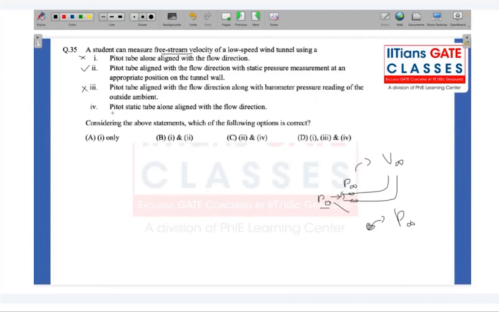Last is pitot static tube aligned along the flow direction. Pitot static tube is basically the static probes lie on the pitot tube itself. And this will also work out, right? So you have the pitot tube giving you the P naught and then the static probe picking up the static pressure. And with that, you can get the V infinity. This is also a correct option. The right option here is option C. You have your 2 and 4, which are the right options. All right.